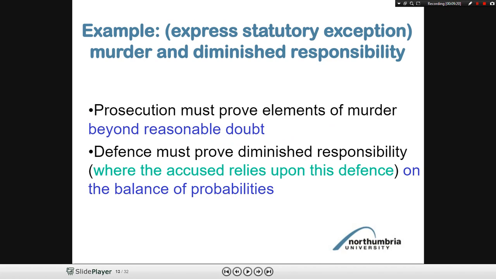Example: express statutory exceptions, murder, and diminished responsibility. The prosecution must prove the elements of murder beyond reasonable doubt. The defense must prove diminished responsibility, where the accused relies upon this defense, on the balance of probabilities.